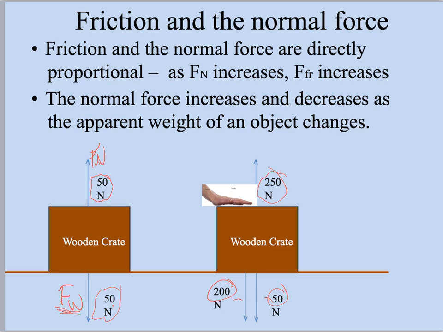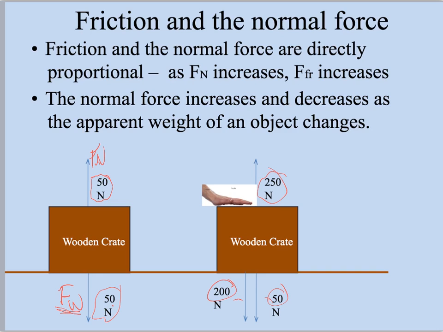The harder I push down, let's say I push down with 300, the more the normal force is going to be. If I push down with less force, say I push down with 100, then I will be at 150 normal force. Again, it would be the 100 from me plus the 50 pulling down, and then the table would be pushing up on the crate with that same amount. So the normal force can change.